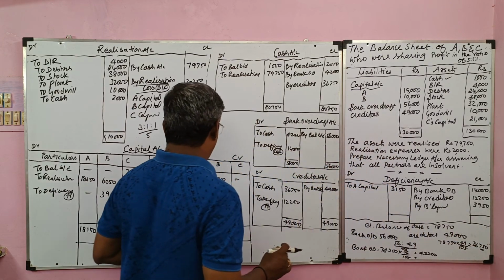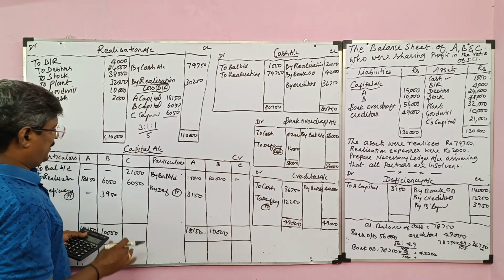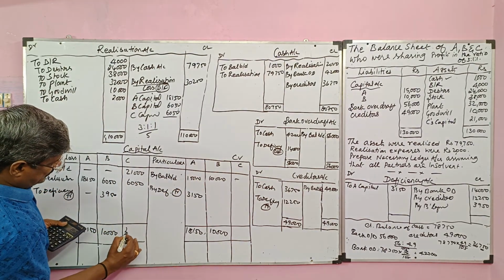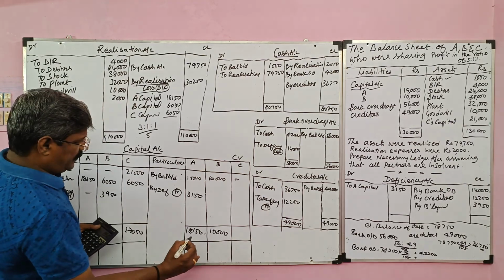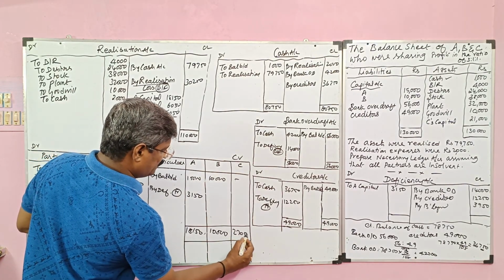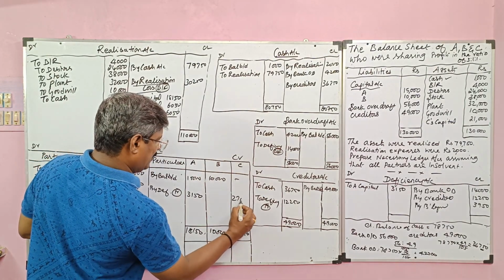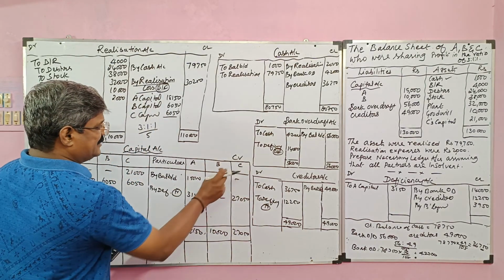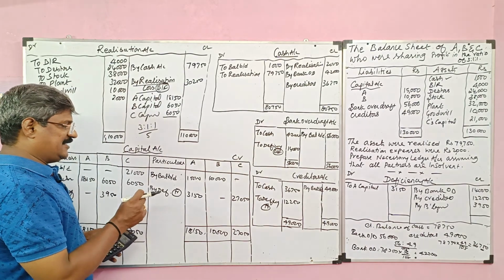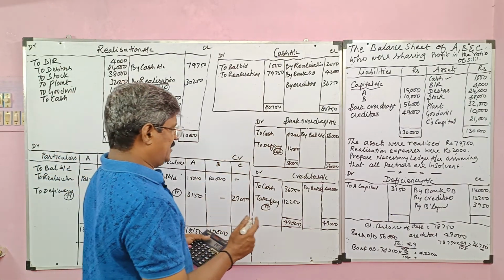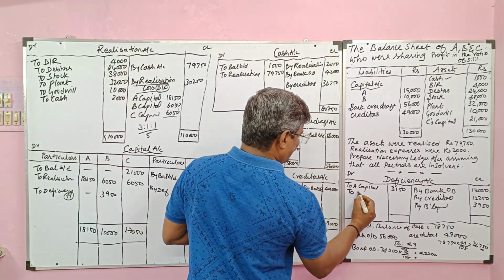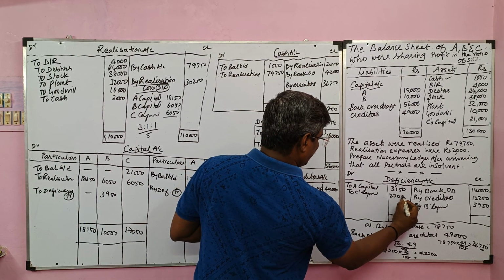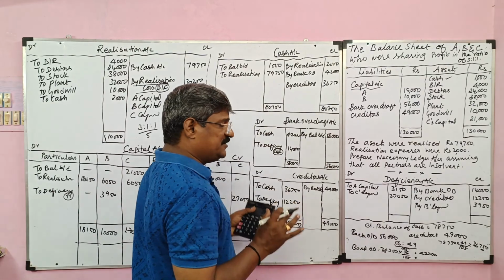At last, we have to close C's capital. C's capital debit side value is heavier than the credit side, so 27,050 should be transferred to the deficiency account. The entry is deficiency account debit to C's capital. In this journal entry, deficiency is recorded on the debit side. In the deficiency account, we record on the debit side as to C's capital, the value 27,050.